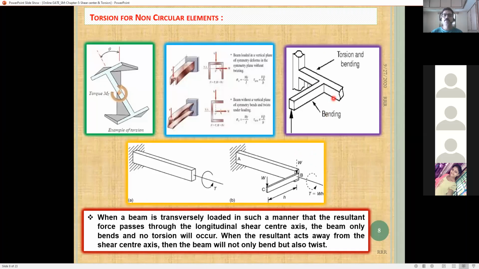Normal bending we can handle with the help of some reinforcement, we are able to save it. But when torsion happens, it is very difficult to save that structure. It will fail immediately after torsion. So as an engineer, you always have to have a plan such that torsion will be avoided.